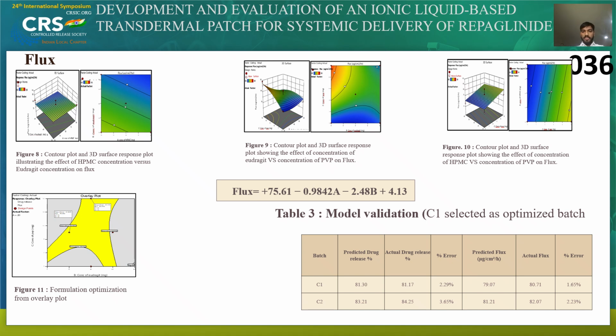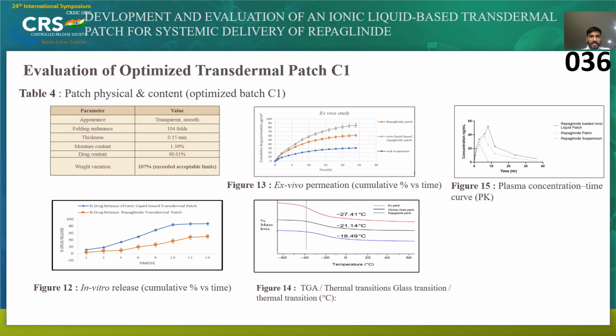Then the evaluation: C1, the selected optimized batch, is shown in the table. Next, the evaluation of the optimized transdermal batch C1, with its parameters and values. Figure 12, in vitro release: the repaglinide ionic liquid batch shows 87.202% drug release, and the non-ionic liquid repaglinide batch shows 37%. Figure 13, ex vivo permeation of the oral suspension repaglinide batches and repaglinide ionic liquid batches.